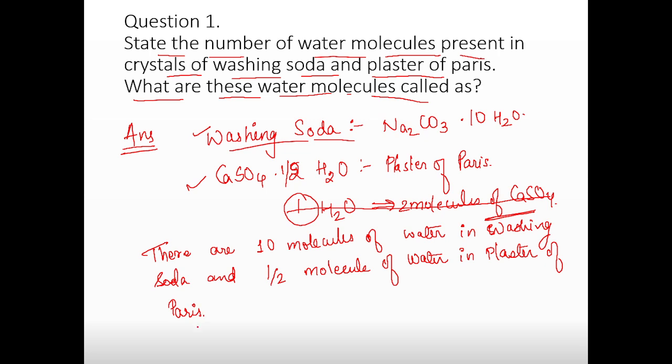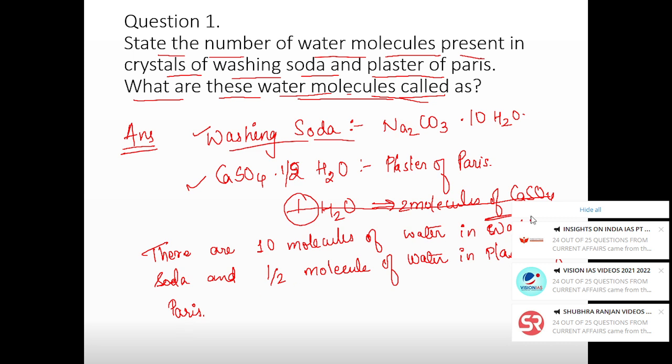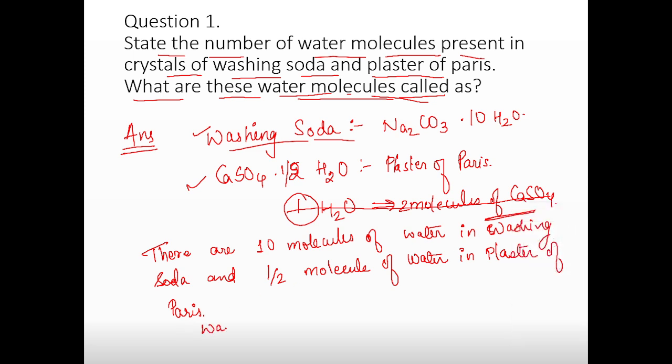And the second part of the question is, water molecules, what are they called as? These water molecules are called water of crystallization. So you'll write these are known as water of crystallization. Clear? I hope this question is clear to you. Moving to the next question.